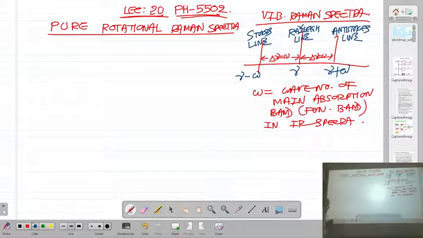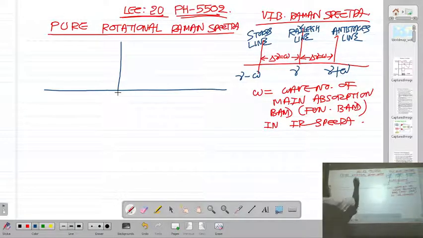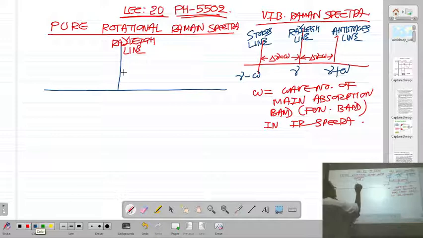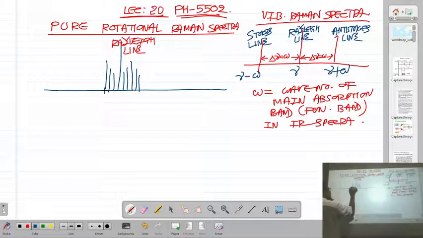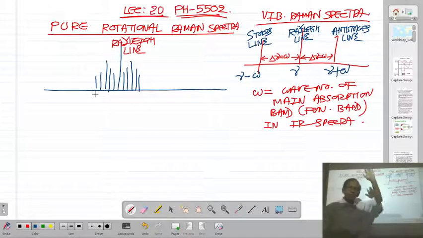Okay, now if you see the Rayleigh line, this Rayleigh line is accompanied by a number of rotational lines on both sides of the Rayleigh line. So a number of rotational lines are visible on both sides of the Rayleigh line. That is due to the rotational Raman spectra.